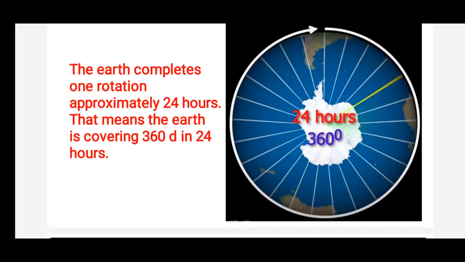Okay, children, what do you observe in this picture? Yes, it is the earth, and the earth is rotating on itself. As the earth rotates from west to east, the places east of Greenwich will be ahead of Greenwich time, and the places in the west are behind the time of Greenwich. The earth completes one rotation in approximately 24 hours. That means the earth is covering 360 degrees of longitudes in 24 hours. I hope it is clear, children. The earth completes one rotation in 24 hours and covers 360 degrees also in 24 hours.